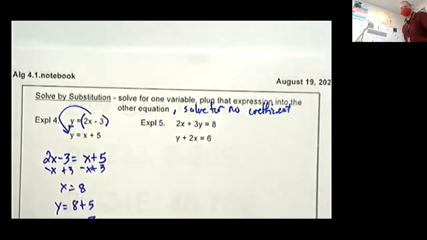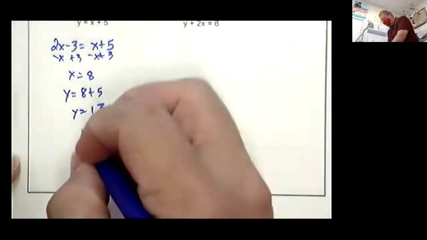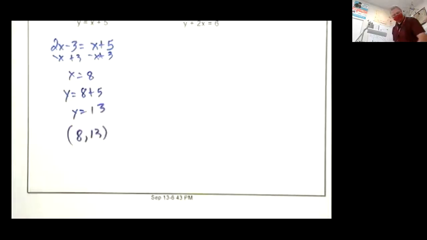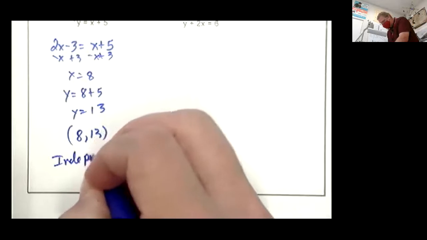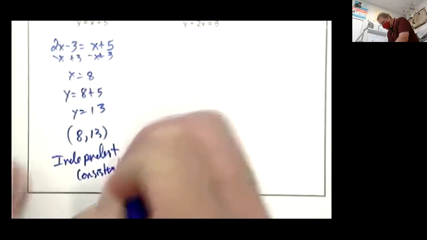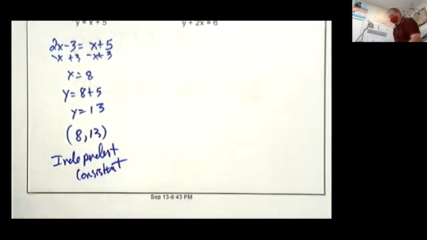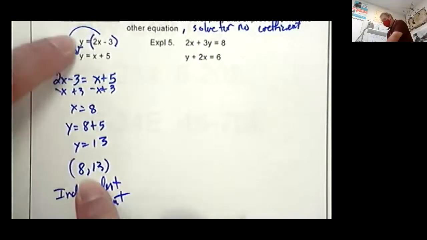Now again, to answer our system of equations, we're going to always answer as an ordered pair. So here the ordered pair is 8, 13. We also want to identify what type. This is independent consistent because it had one solution. Consistent because it had a solution, independent because it had one solution. Now again, there's still a check step. That check step is still plug that ordered pair back into the original problem.